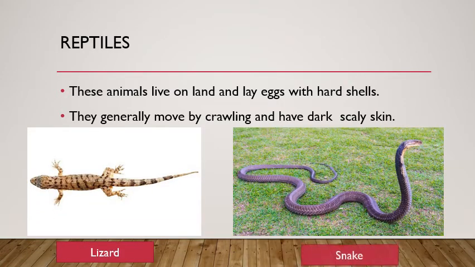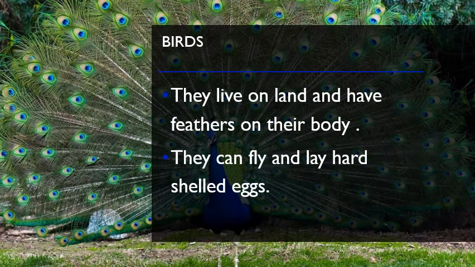You can see the example, the lizard and snake are the examples for reptiles, and these animals live on land. They don't live in water, they live on land, and they lay eggs with hard shells. They generally move by crawling and have dark, scaly skin. Their skin is usually very dark. Lizards usually live in the houses. They are not harmful to humans, but snakes can be harmful sometimes. Okay, if you're disturbing them, they can be harmful. That is about reptiles.